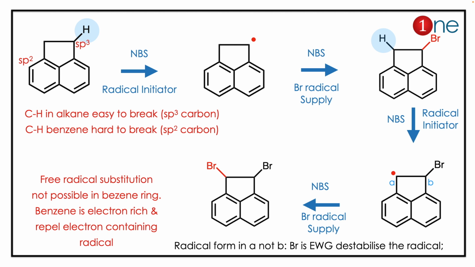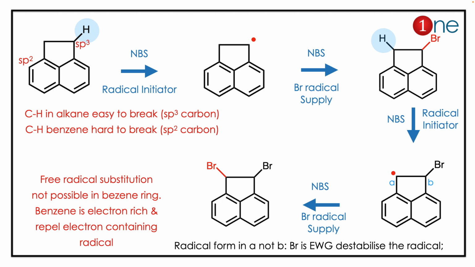You have bromine substitution. Then in the next step, where does the bromination occur? Again the same question: does it occur at the A place or the B place? It occurs at A, not at B, because bromine is an electron withdrawing group and destabilizes the radical. So the geminal dibromide doesn't form, only the dibromide on separate carbons, the 1,2 carbons, forms. So the A radical forms, and you have bromine substitution.